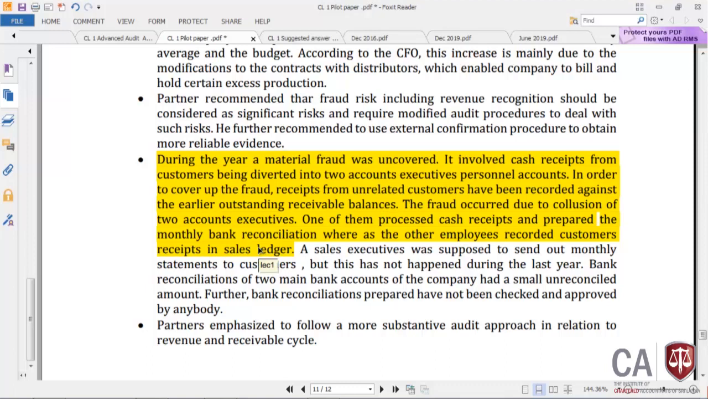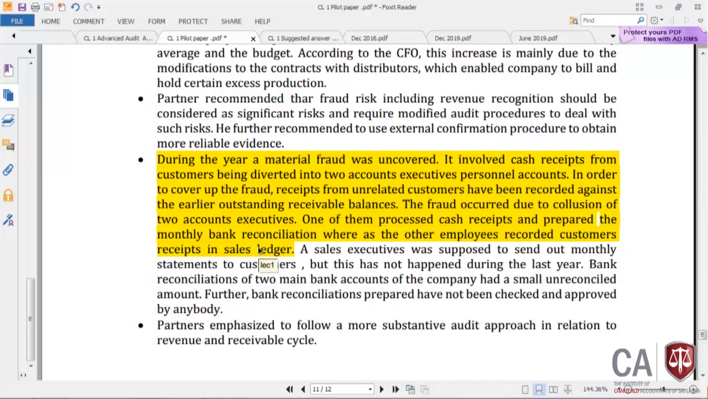During the year, a material fraud was uncovered. It involved cash receipts from customers being diverted into two account executives' personal accounts. In order to cover up the fraud, receipts from unrelated customers have been recorded against the earlier outstanding receivable balances. The fraud occurred due to collusion of two account executives.